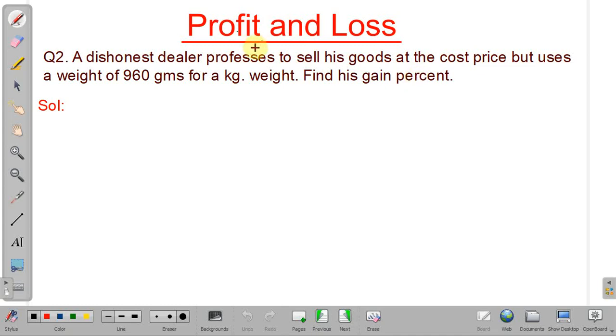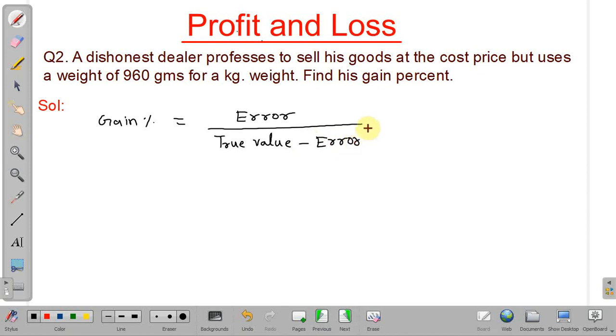So we know gain percentage can be calculated as error divided by true value minus error, into 100 percentage.